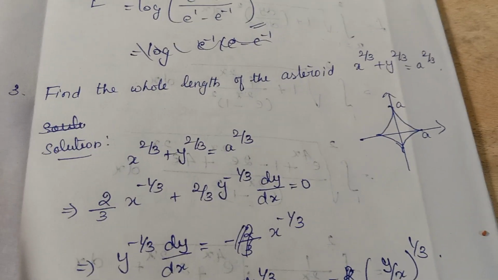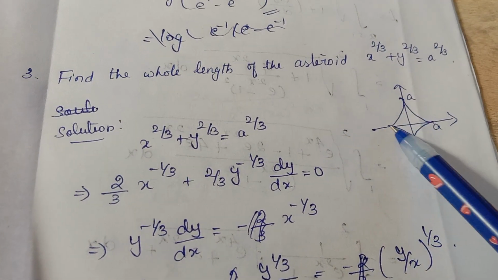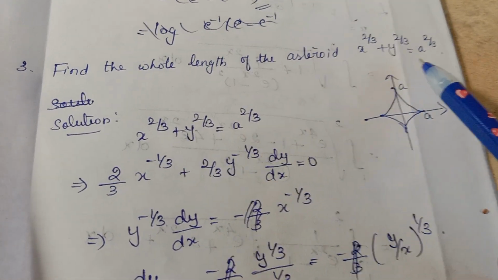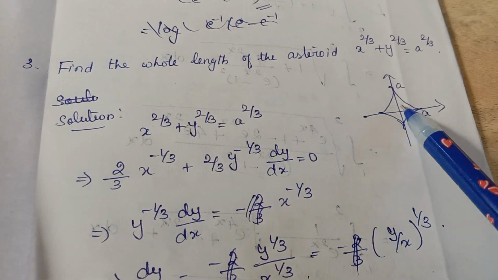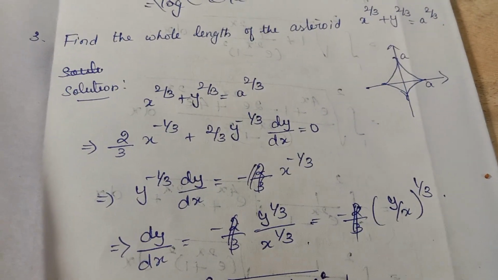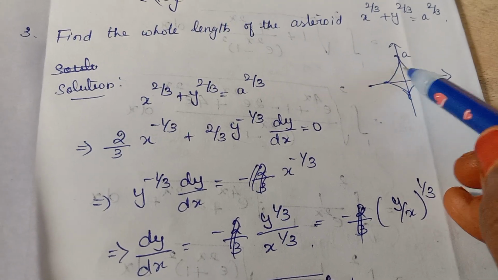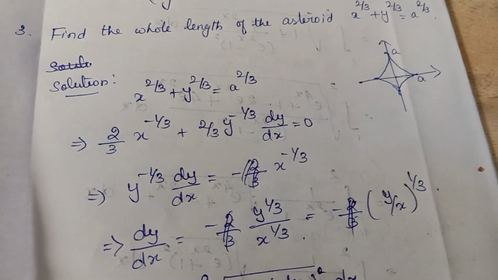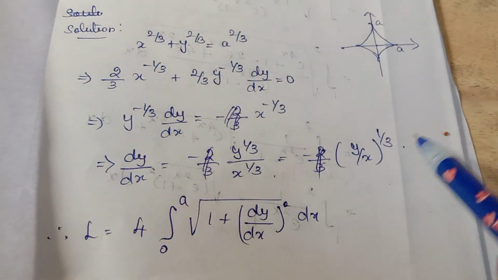Okay. Next, to find the whole length of the asteroid. Asteroid is like this, isn't it? x power 2 by 3 plus y power 2 by 3 equal to a power 2 by 3. Here this a, no? It will cut the x-axis and y-axis at a. So the whole length we have to find. It is a symmetric figure. So instead of finding the whole length, it is enough to find the length in the first quadrant and multiply it by 4. For the first quadrant the limits will be from 0 to a. I am going to multiply it by 4 to get the entire length.